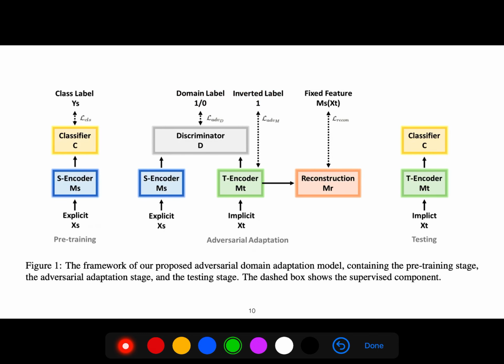So this is the framework of our proposed adversarial domain adaptation. First, you do pre-training because you have your source, so simply find the class labels and predict them. Then you go to another stage, adversarial adaptation, because you not only have your source domain, but also your target domain. You should fool the discriminator. This discriminator should be fooled by appropriate design of these encoders. Then we get a reconstruction and we have fixed features. And for testing, you just use the target encoder that we have designed here.